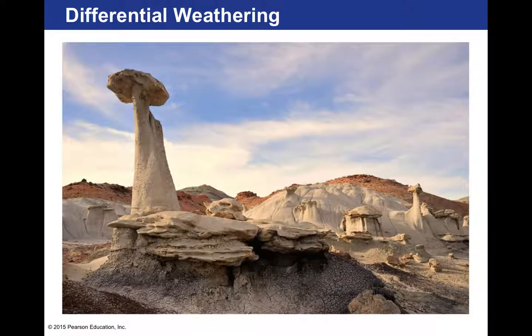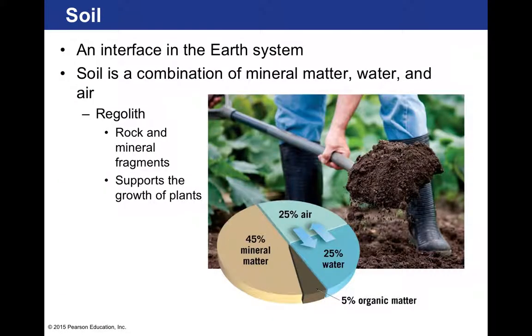Also, this is just an example of differential weathering where you have this really big pillar still standing. For whatever reason, this area was not affected by whatever else happened in that region, and you have some smaller versions of this same thing. Just a kind of interesting picture to illustrate the result of differential weathering.